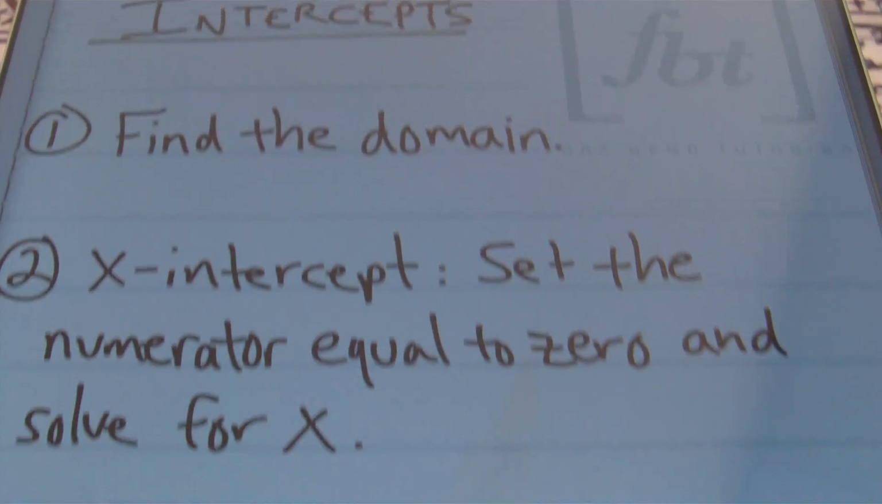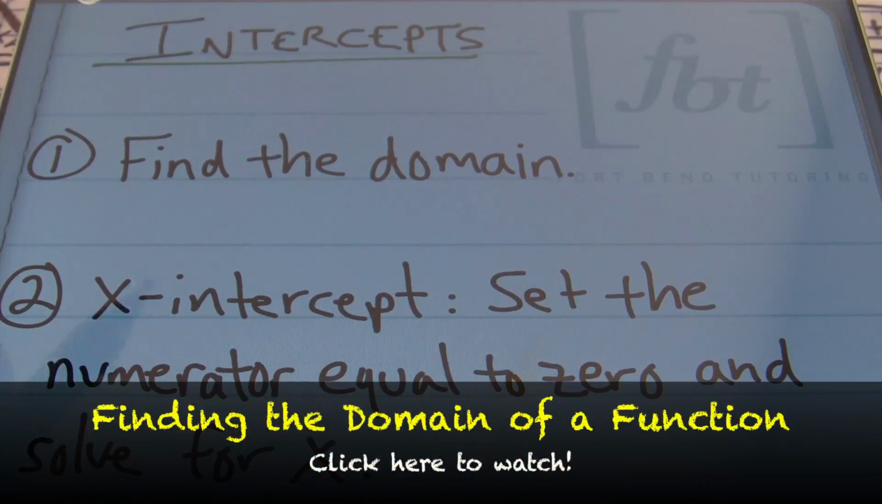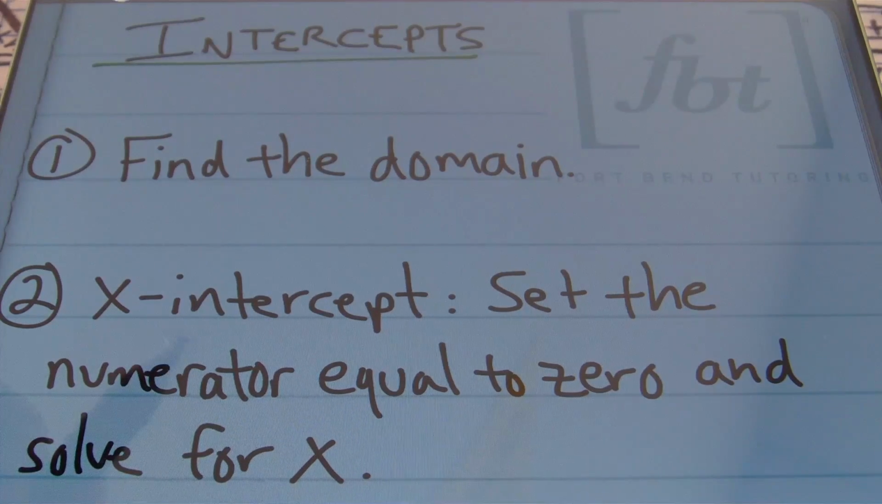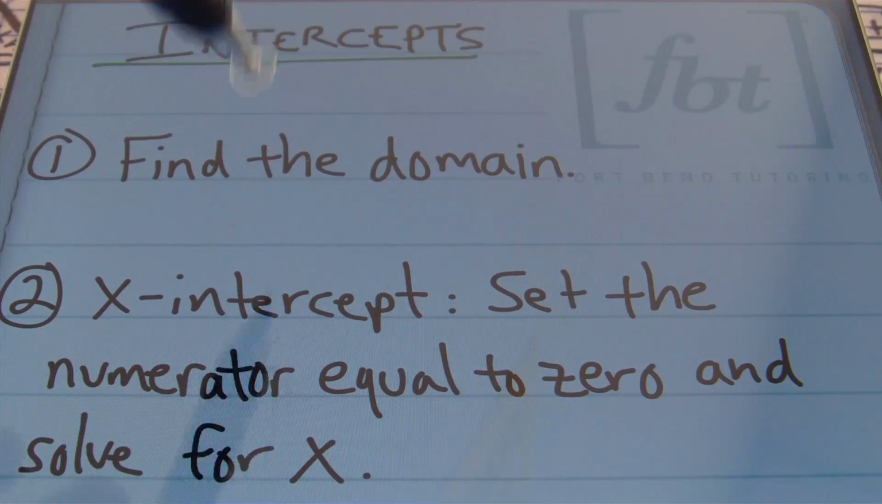So for instance, if I'm trying to find the intercepts for any rational function, the first thing I want to do is be aware of the domain. Knowing what the domain can and can't be is going to assist me in finding any extraneous solutions that I may find for my x-intercepts, for instance. So that's going to be important for you to find out. Be aware of the domain of the rational function.